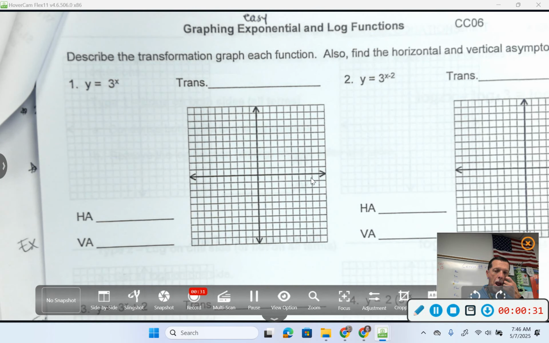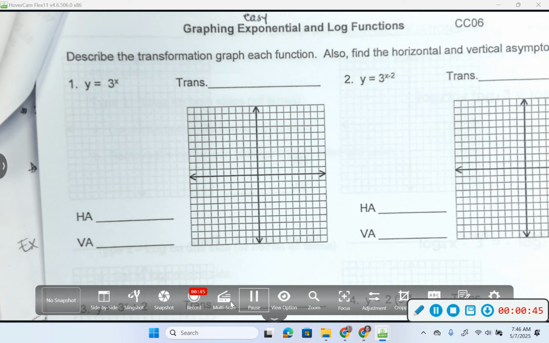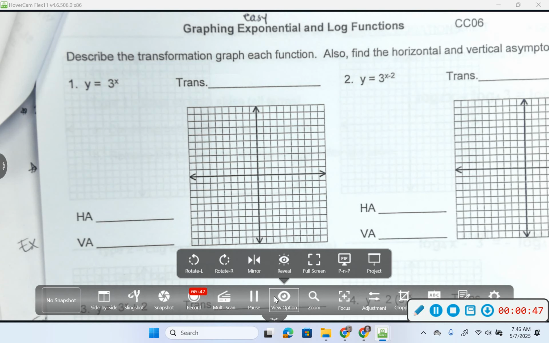Pretty much anytime it's the first time you do something on a graph, what's your go-to method if you don't know what a graph looks like? Okay, put it in the calculator. Fair enough. What if you don't have a calculator? A table. Let's make a table. So we'll make an XY table.